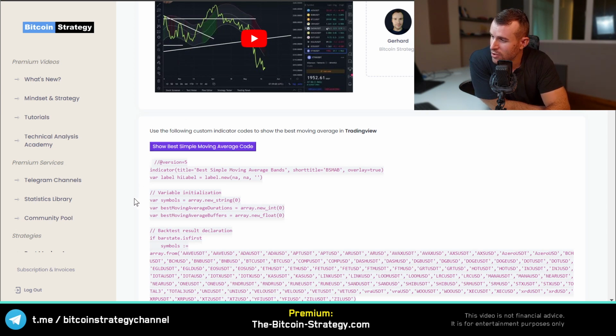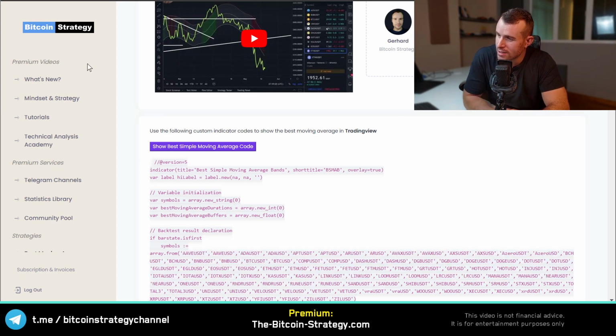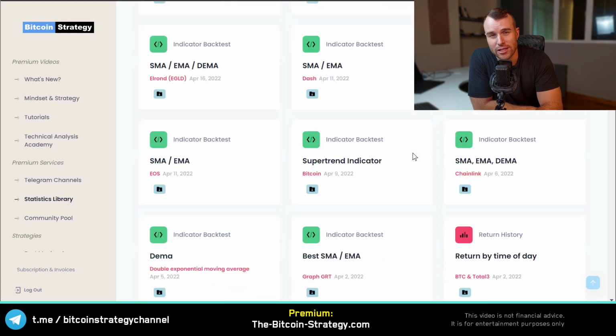And there's not just Bitcoin, there's all kinds of different altcoins that we have backtested. You can simply just copy paste that script into TradingView and then see the best moving average for all of those coins. You can also download the different Excel sheets over here.